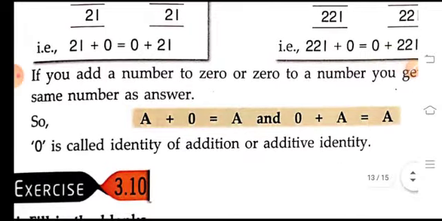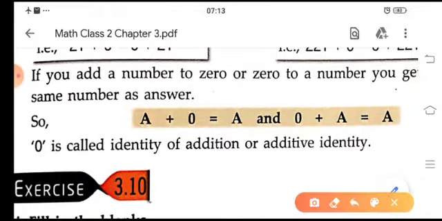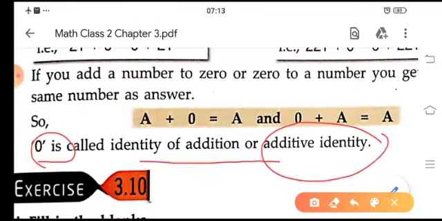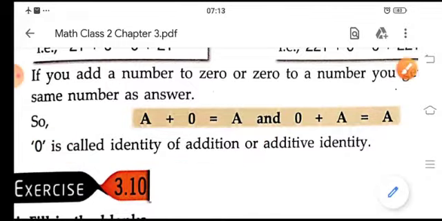Now this 0 is called the identity element of addition, or additive identity. Okay, got it, children? So we'll move on to the exercise.